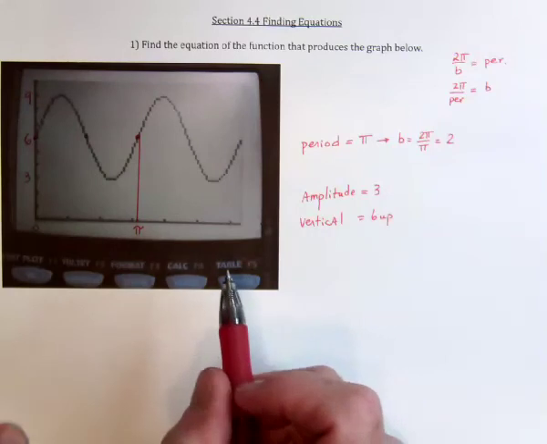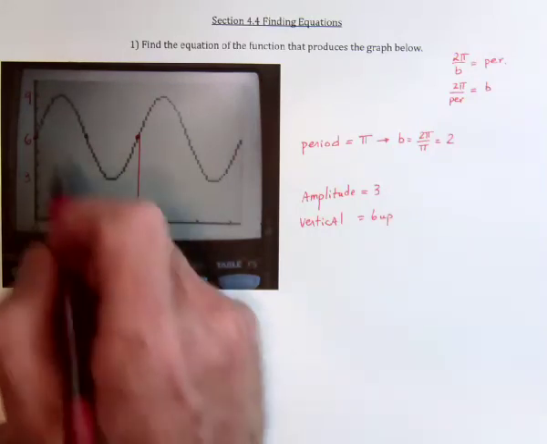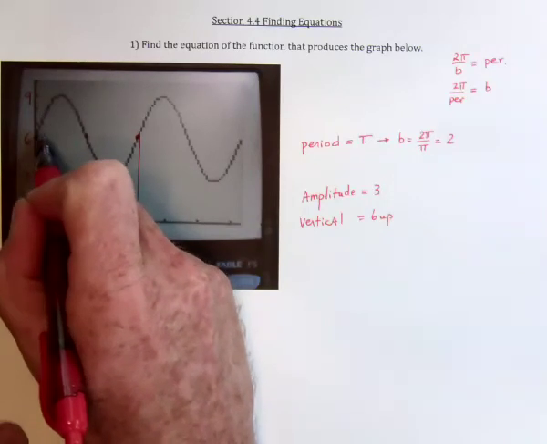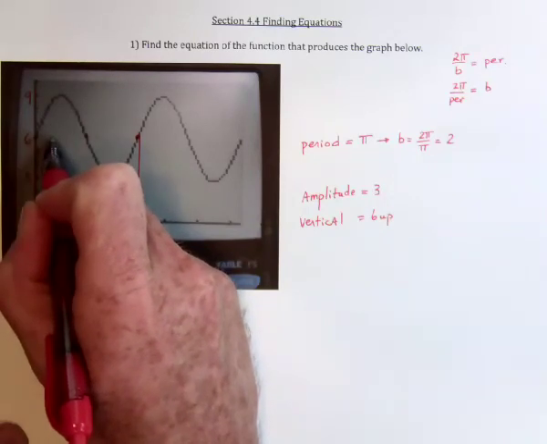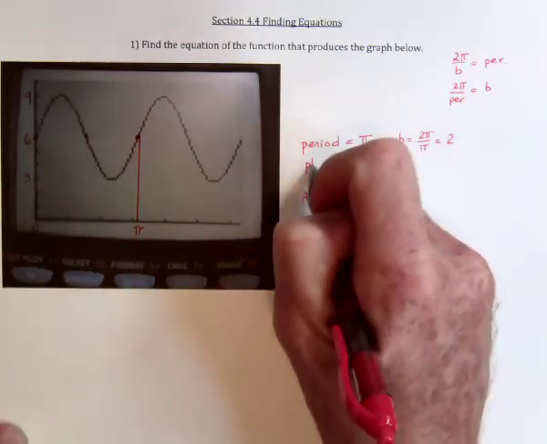And then the other information that we would need is any phase shift if this got moved over. So if this, instead of starting right here on the y-axis, was starting over here, moved over by 1, then I would have a phase shift. But with it starting on the y-axis, there's no phase shift.